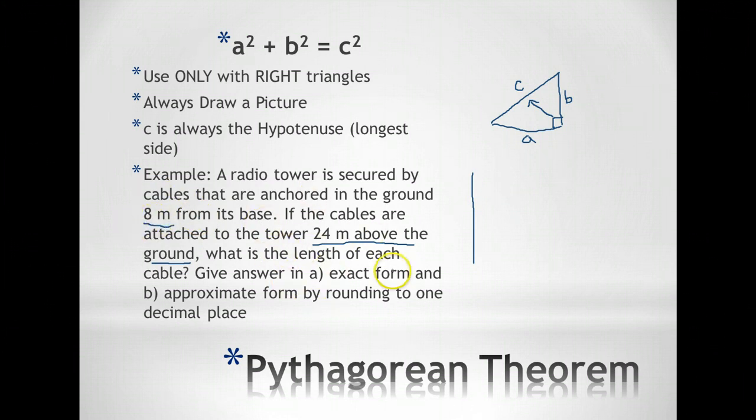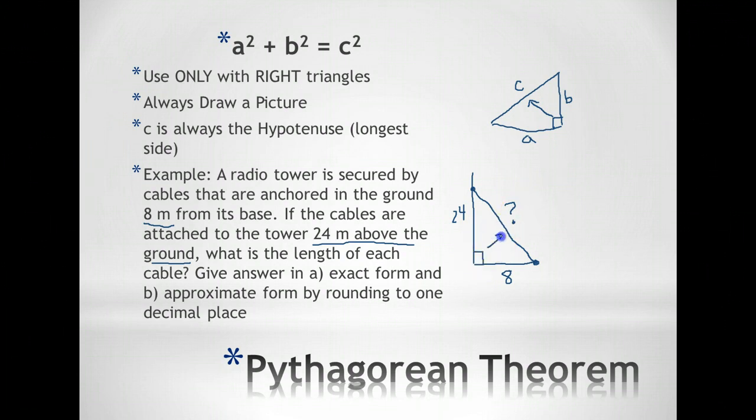So if I go, I lost my pen. Here it is. So if I draw a line and I go out 8 meters, that's where my cables are anchored. And then not necessarily the top of the tower, somewhere on the tower, 24 meters up the tower, I have where the cables start. And I want to know what this side is. So in real world problems, anything standing up, a building, a tree, you, we all make right angles to the ground. So this is a right triangle.